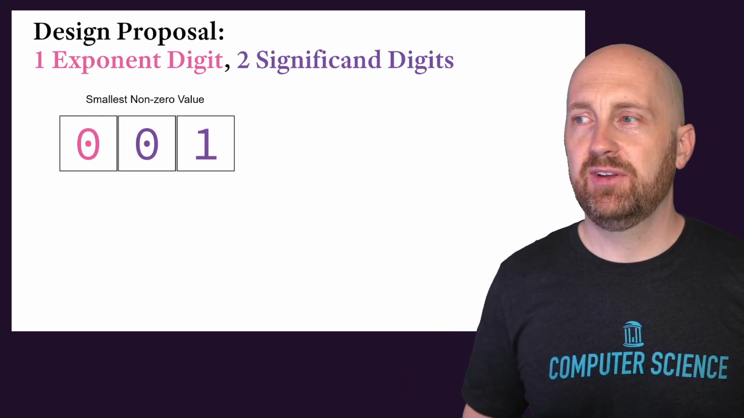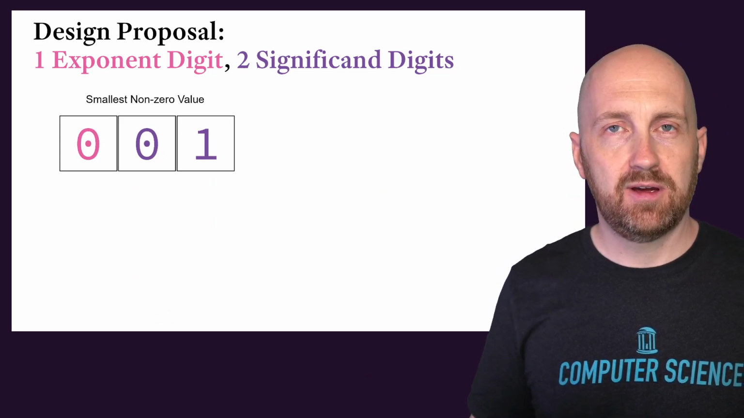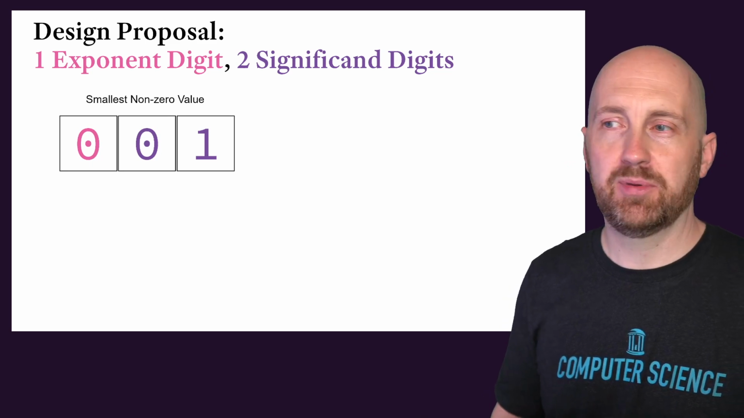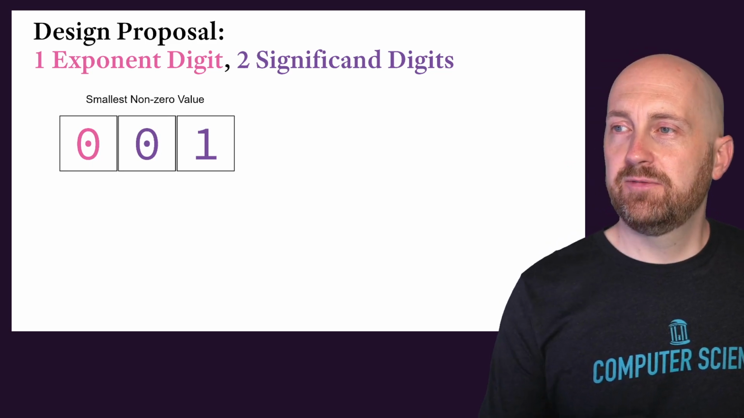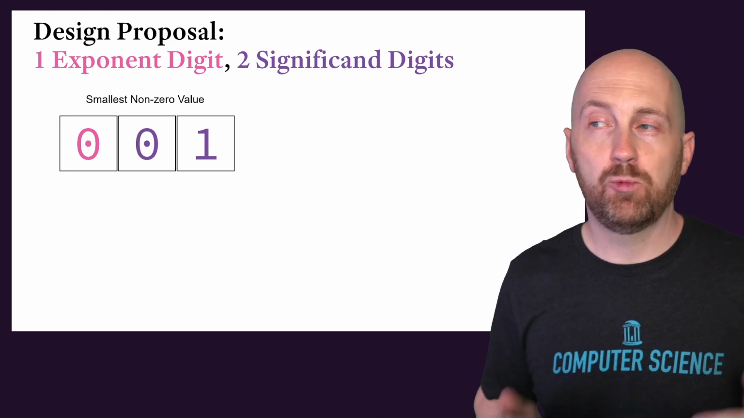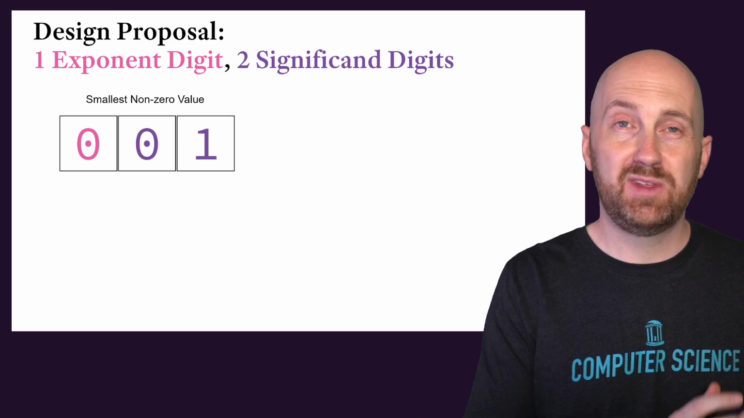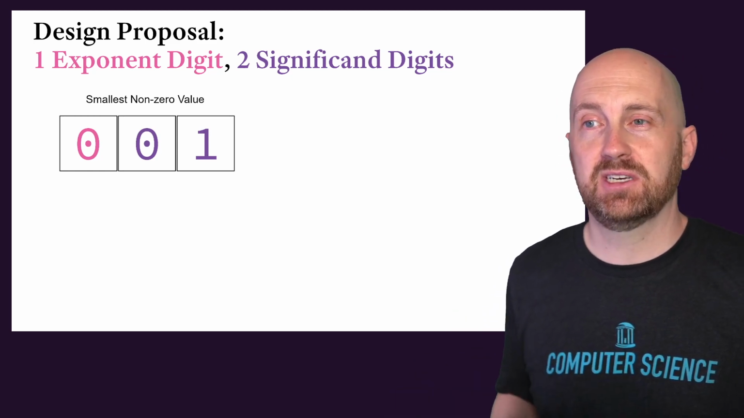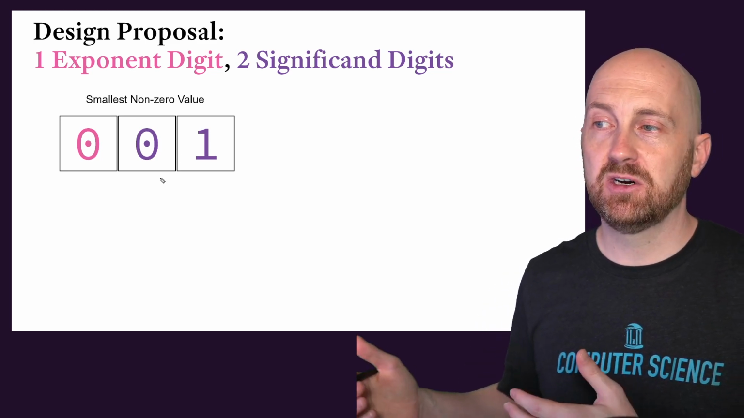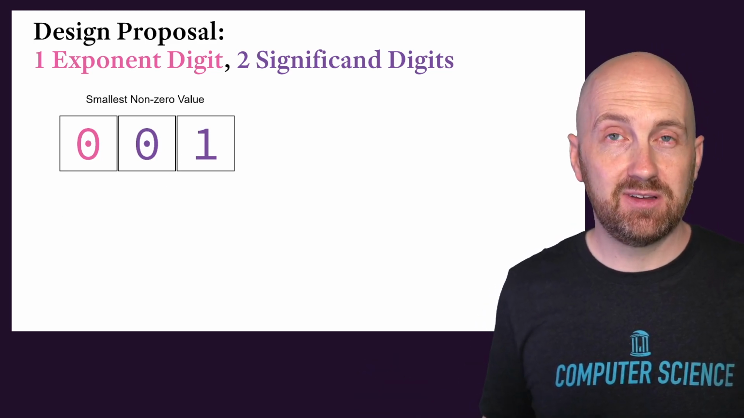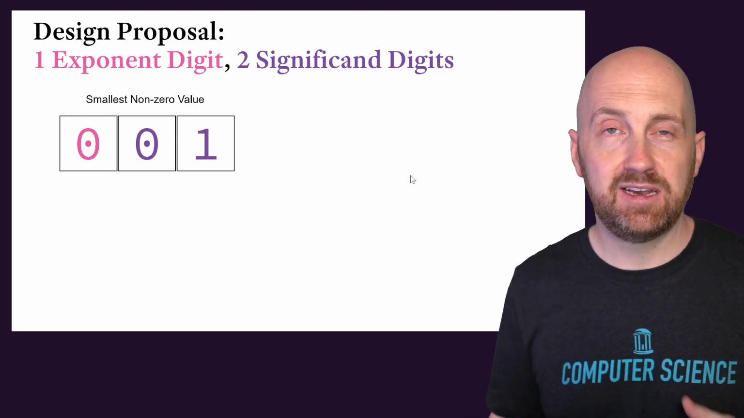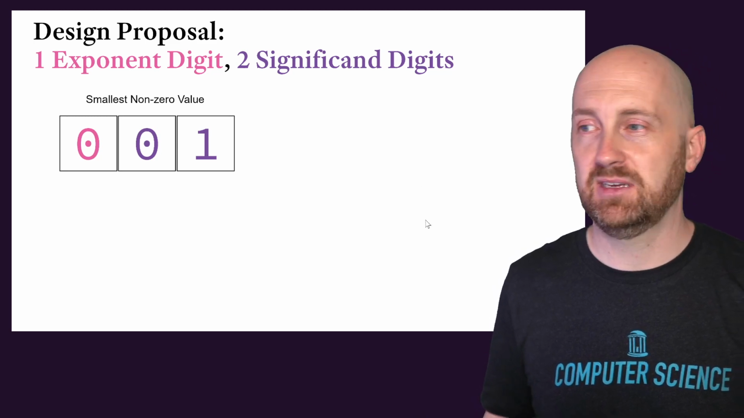So let's think about a different design proposal, which was the one that we looked at and gave a quick example of on the first slide that was proposing this design problem. In a design proposal where we allocate 1 digit of our budget to the exponent and 2 to our significand, or our significant digits, the smallest non-zero value is once again 0, 0, 1. But this actually has a different interpretation and different meaning, because of how we're treating these digits, than 0, 0, 1 did in the previous system, right?